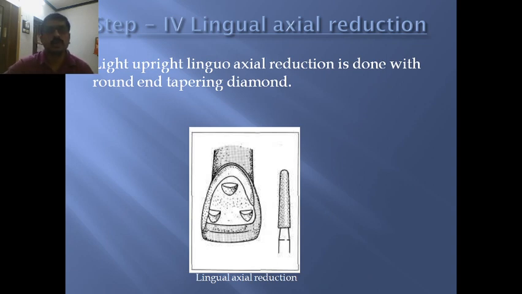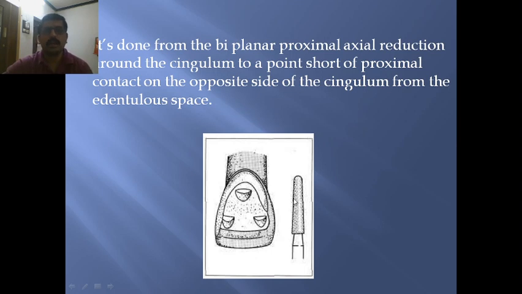Now we have to do the lingual axial reduction. So where will we make it? Before that, which bur will we be using for that? It is done using a rounded tapering diamond. You can see that this diamond bur is a rounded taper. It is done from the biplanar proximal axial reduction around the cingulum. Here is the cingulum and we are making it biplanarly around the cingulum.